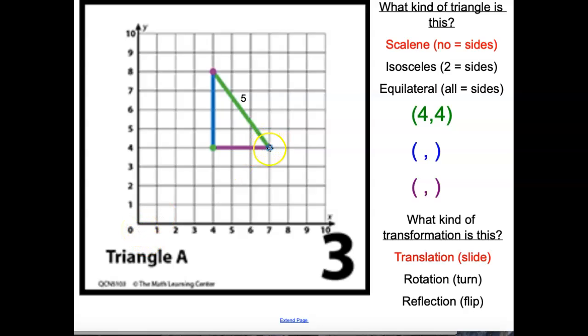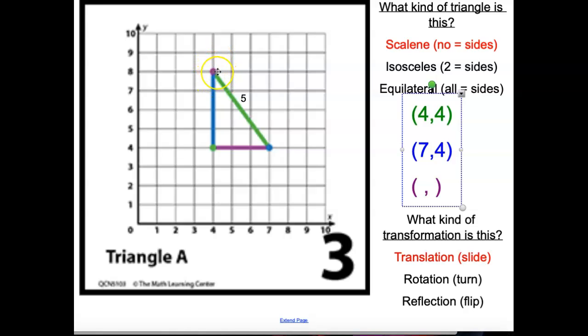Let's try the blue coordinate. Starting from the 0, how many spaces do you need to move over and how many spaces do you need to move up to get to the blue point? Pause and start the video when you are ready with your answer. If you said 7, 4, you are correct.